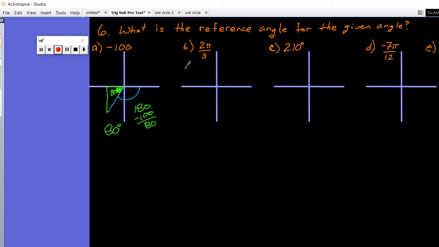2 pi thirds, that's right here. So my reference angle, if I draw this back to the x-axis, is this angle inside of here. 180 degrees is the same as pi. So I'm going to go pi minus 2 pi thirds, because that's going to tell me how much this piece is. To get common denominators, I multiply the bottom by 3, multiply the top by 3. 3 minus 2 is pi thirds.